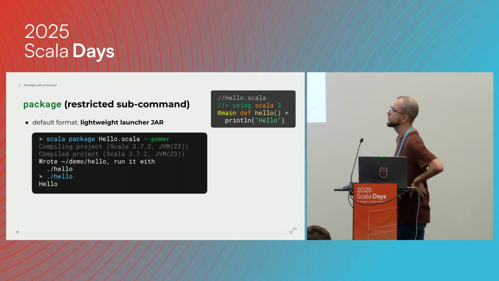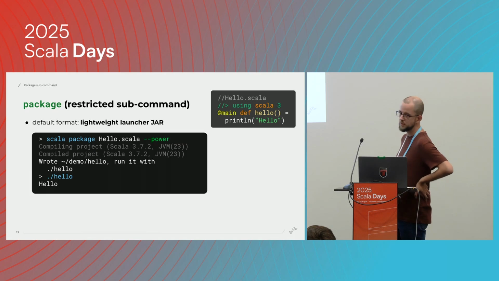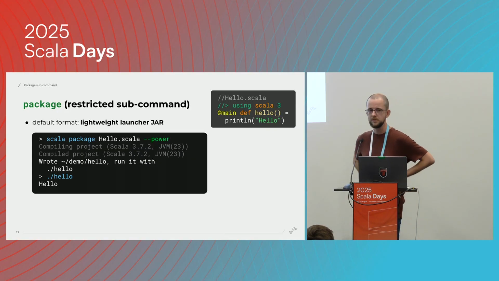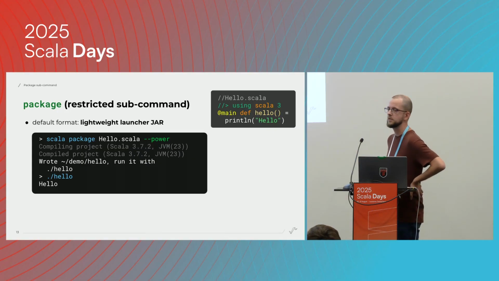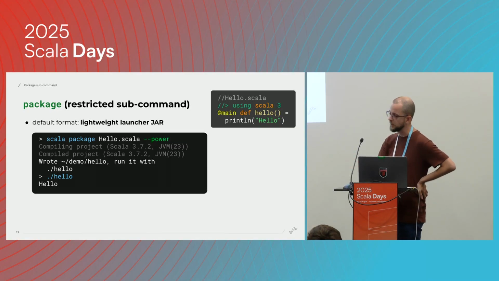The default format when you try to package with Scala CLI is the lightweight launcher jar. What is a lightweight launcher jar? It's just a jar that is self-executable, and also it will download all of its transitive dependencies from within it. So it's lightweight, it's a small file. But you have to run it either with a full Coursier cache, or with an internet connection, because whatever is needed has to be fetched.